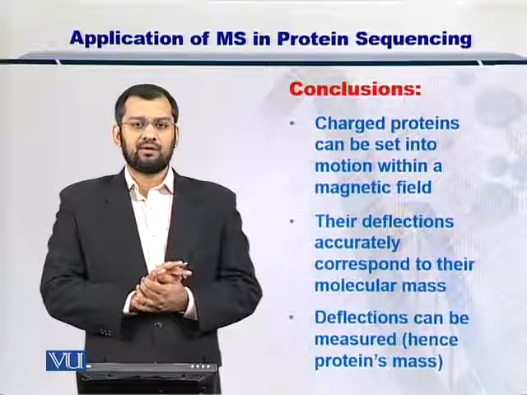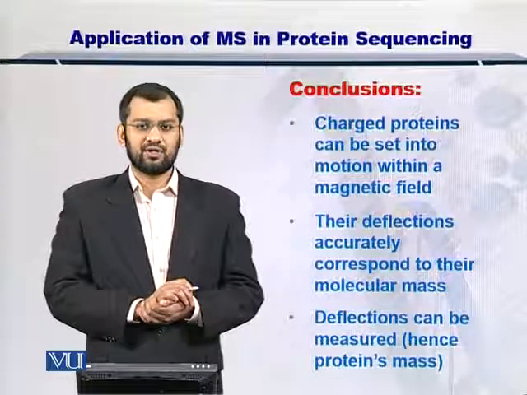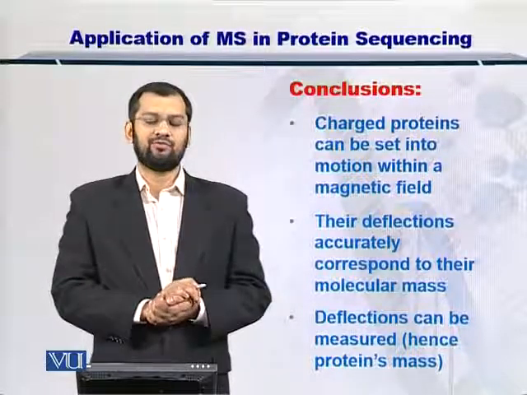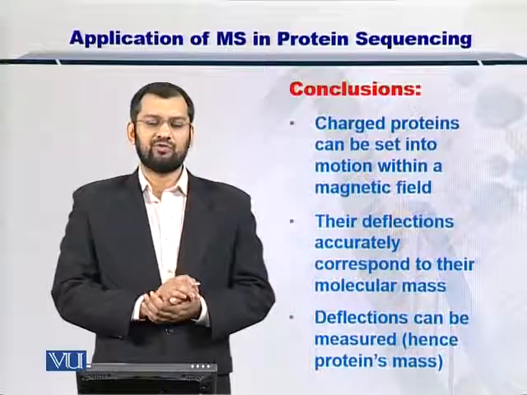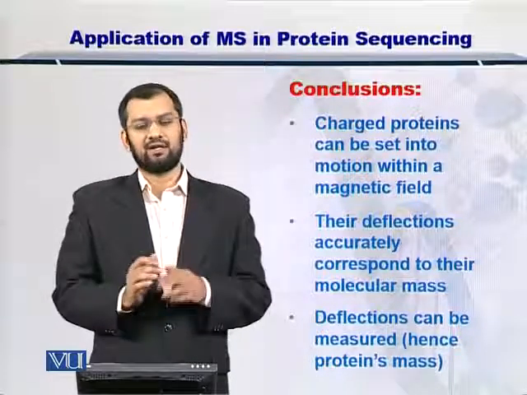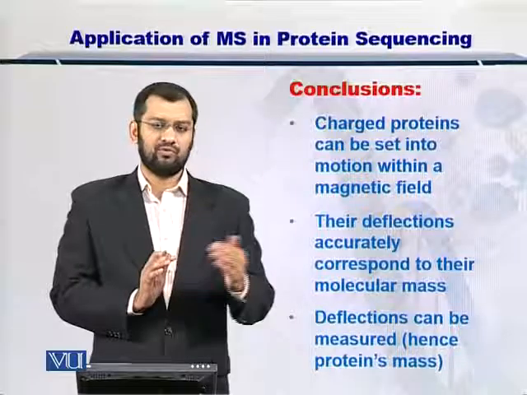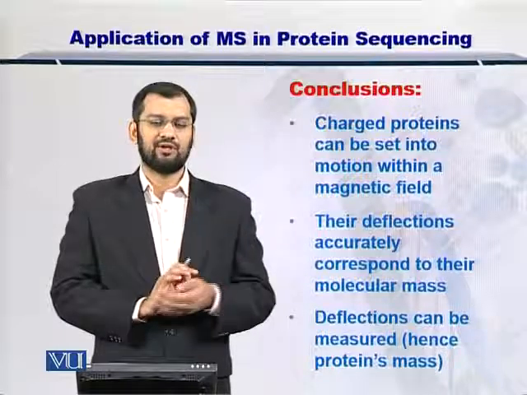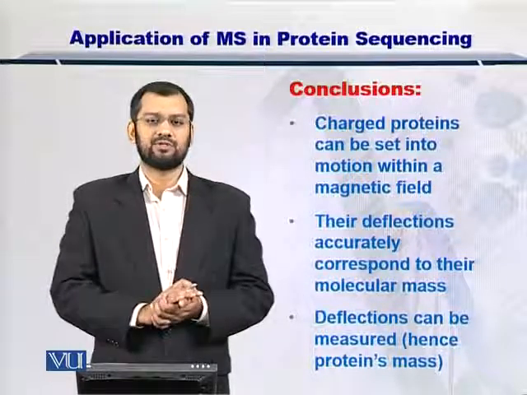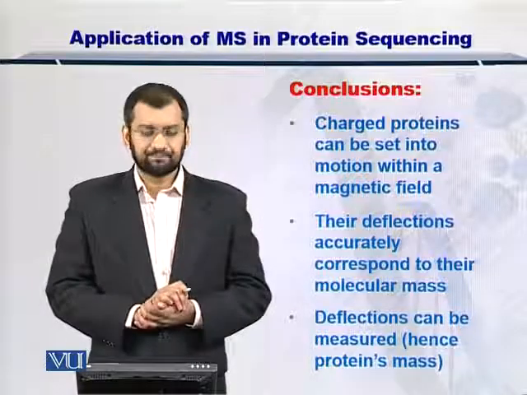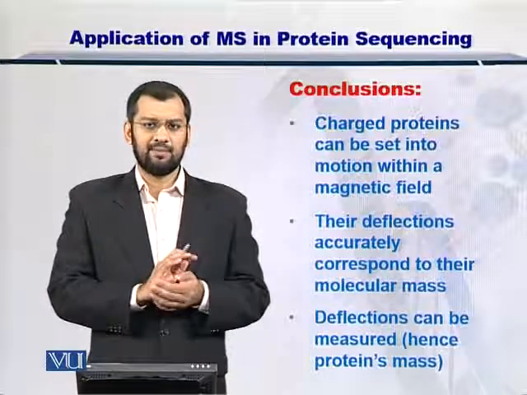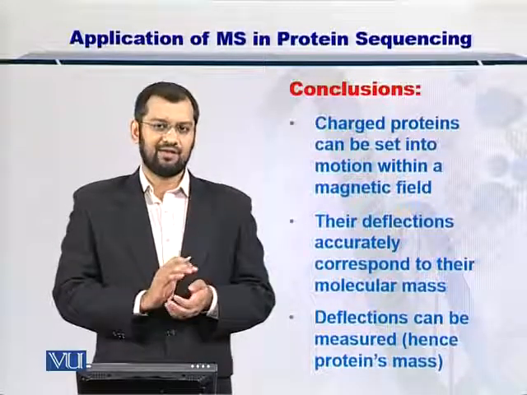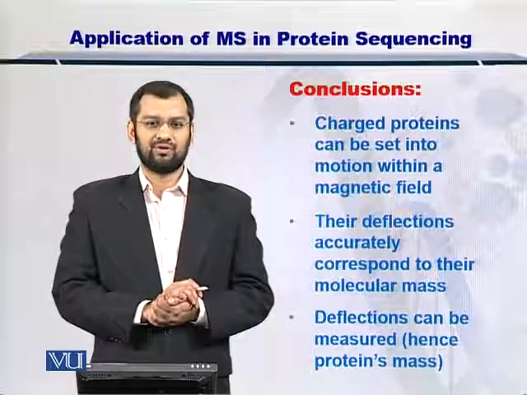The important thing or the take-home message from this short introduction to mass spectrometry in sequencing proteins is that one, you have to charge the protein. So once you have a protein carrying a charge, it can move in a magnetic field and will therefore be deflected to a certain degree. And that degree is proportional to its mass. Moreover, these deflections can actually be measured. And once you can measure these deflections, you can talk about the mass of these proteins onwards for sequencing.